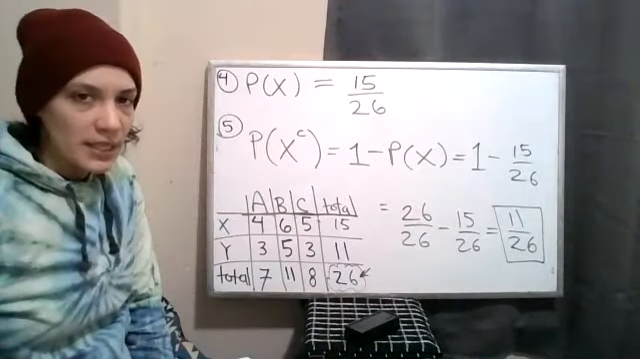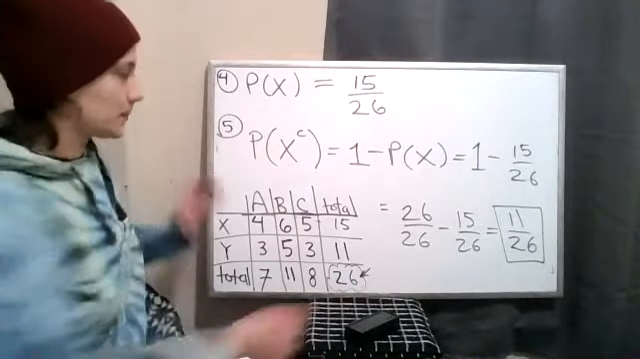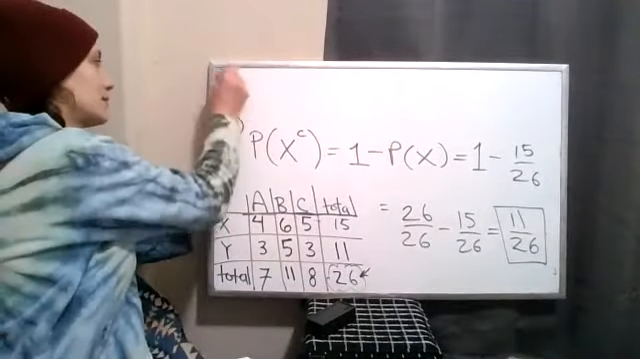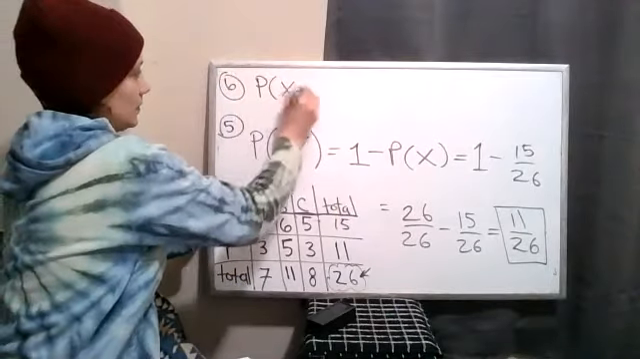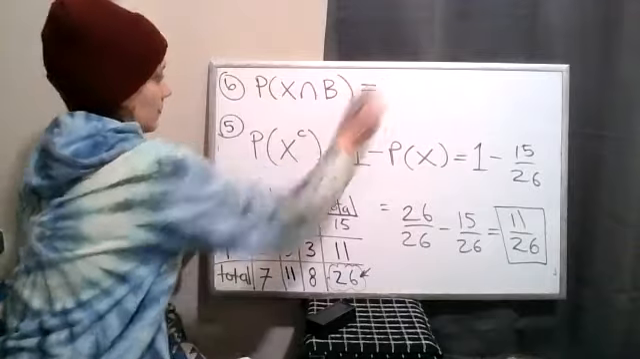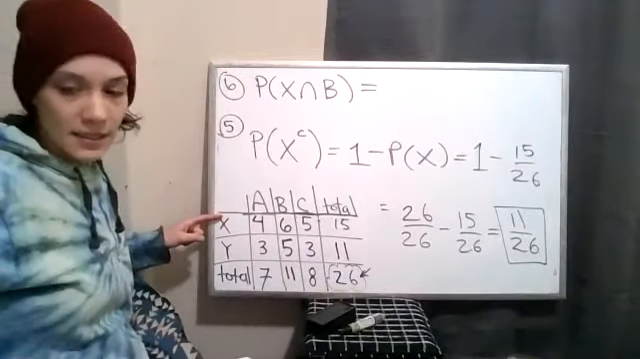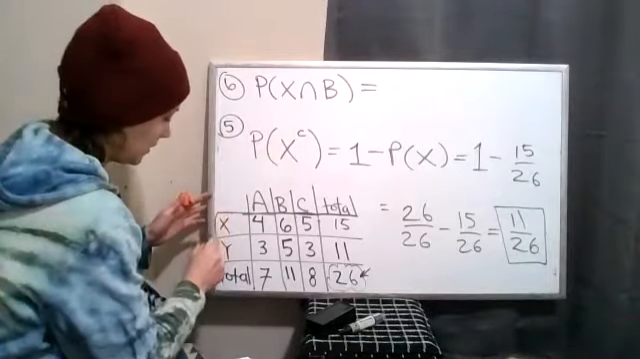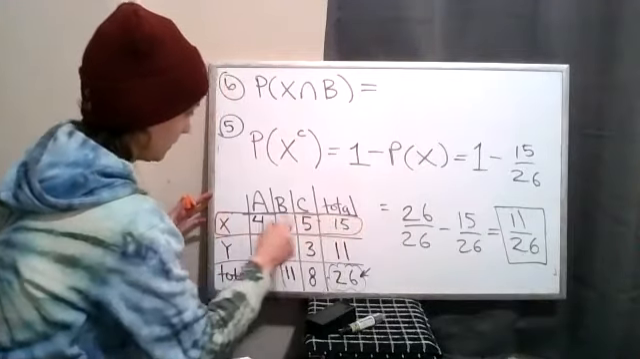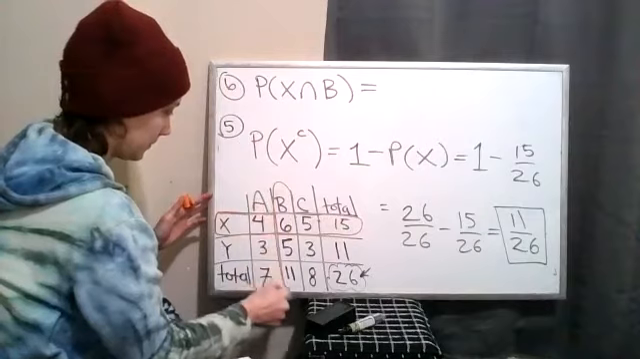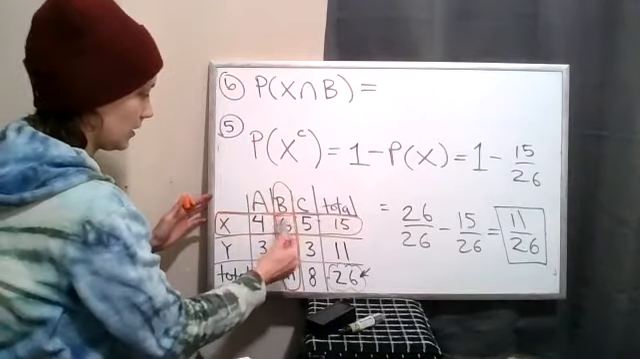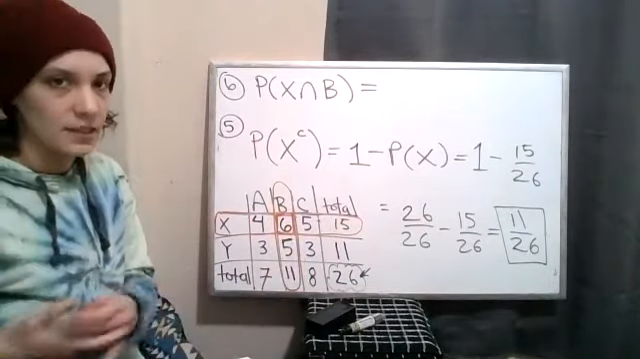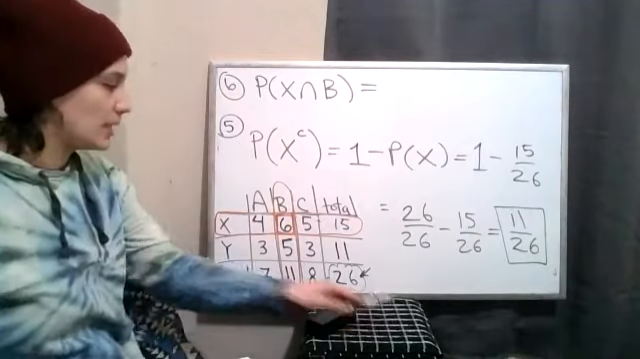Let's find the probability of X intersect B. So find X in the place where it overlaps with event B. Here and there. So that's 6. So the number of elements in X intersect B is 6. The probability would be 6 out of 26.